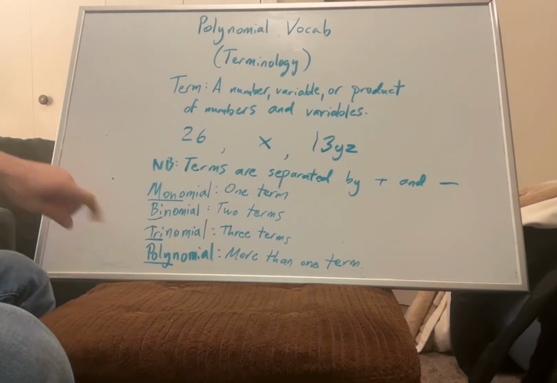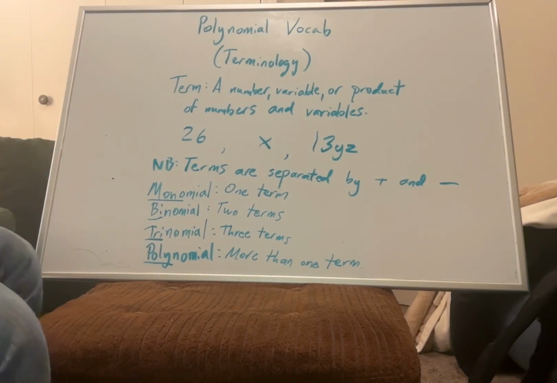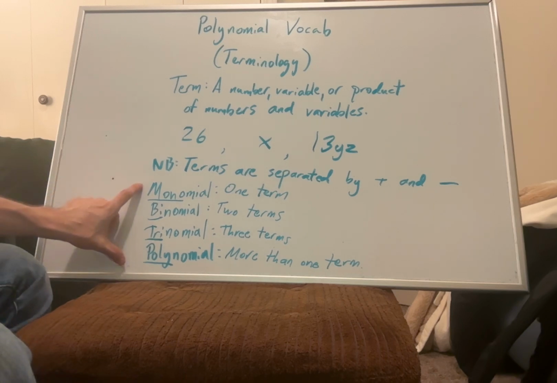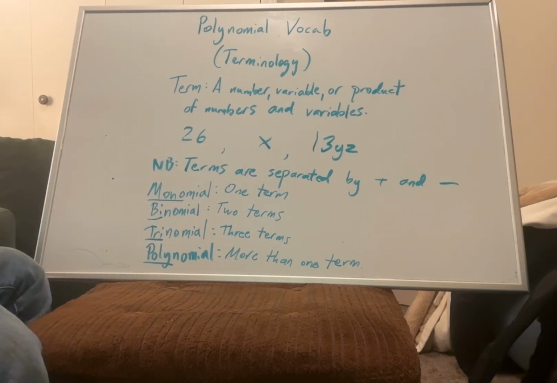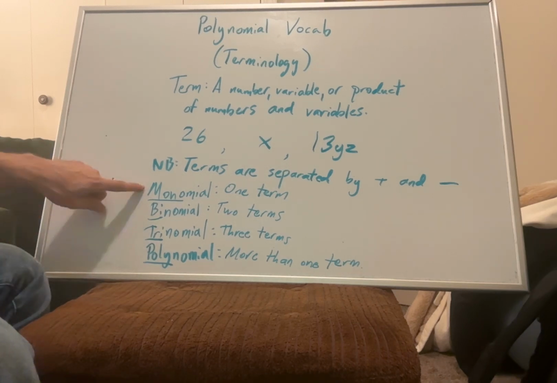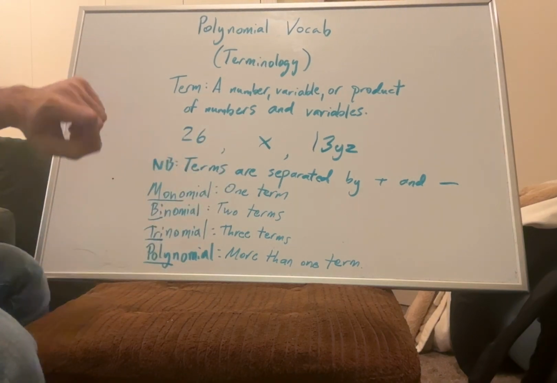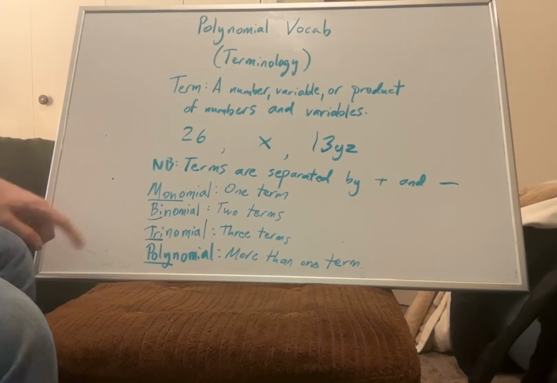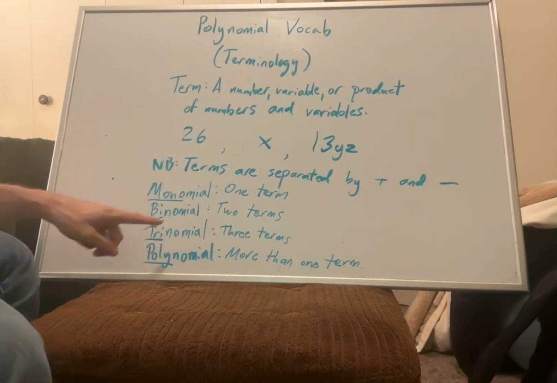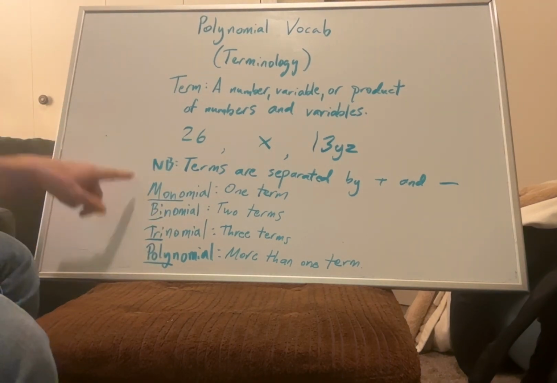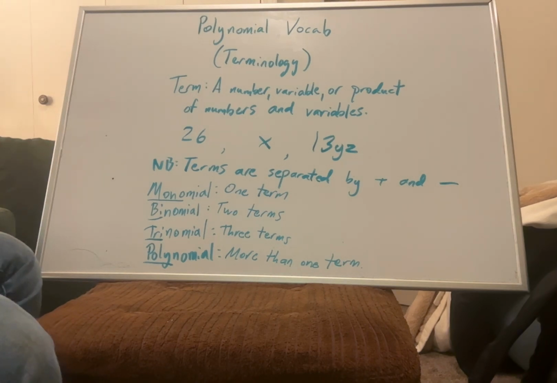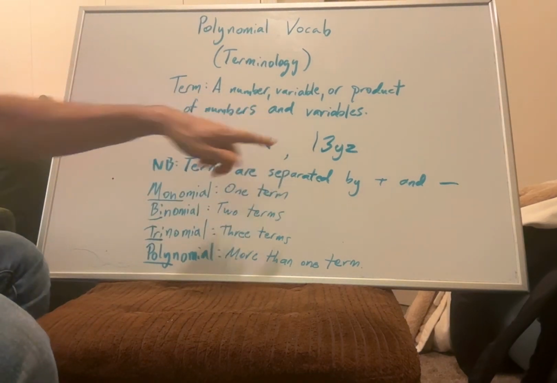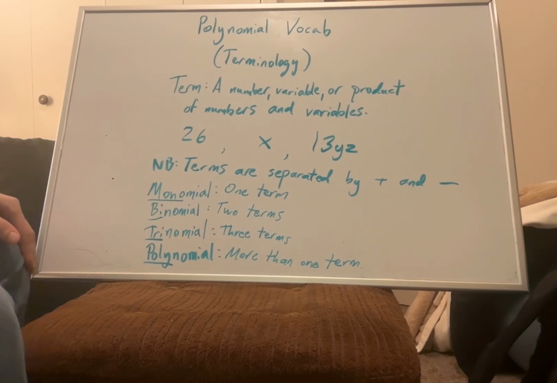And I'll show examples down here of what it looks like when we have more than one. So we can talk about how many terms an expression has by using this vocabulary down here, which should hopefully get more familiar in time. What I've written up here, 26 or x or 13yz, these would all be examples of monomials. I've underlined the relevant prefixes here. Mono, meaning one. So these are examples of monomials because they have one term.